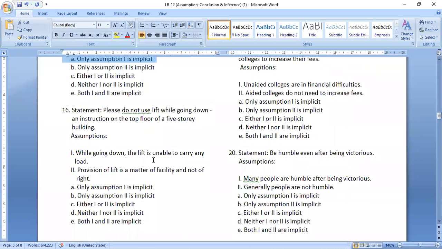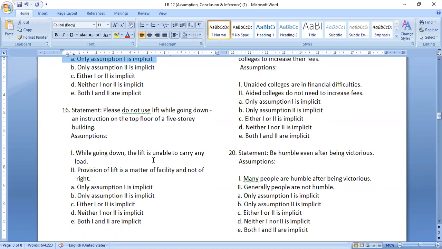16. The statement: please do not use the lift while going down. An instruction on the top floor of a 5-story building. Please do not use the lift while going down. So while going down, the lift is unable to carry any load, and provision for lift is a matter of facility and not of right. So what do you think the answer would be?